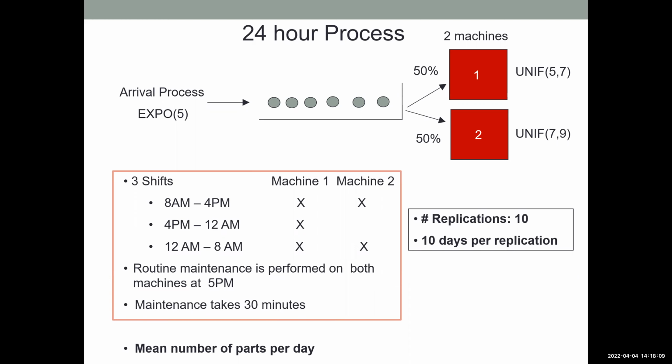From 8 to 4, we have both machines working. From 4 to 12, we have only machine 1 working. And then from 12 to 8, we have only machine 2, or both of the machines, I'm sorry, working. Also, routine maintenance is performed on both machines at 5 p.m., and the maintenance takes 30 minutes. Okay, so we want to include that in our program, and we want to compute the mean number of parts per day.